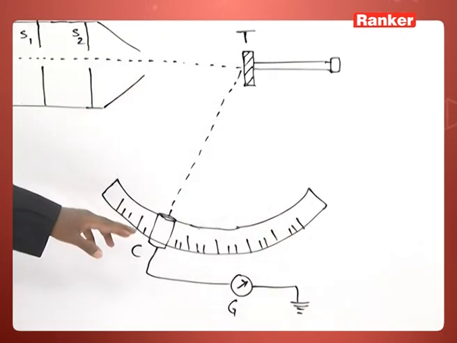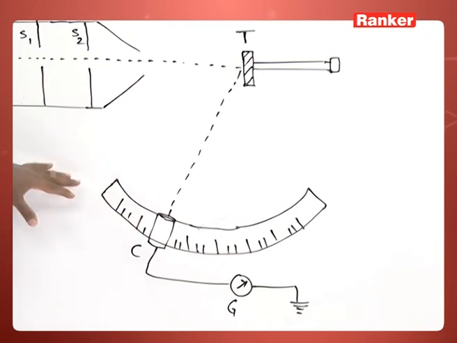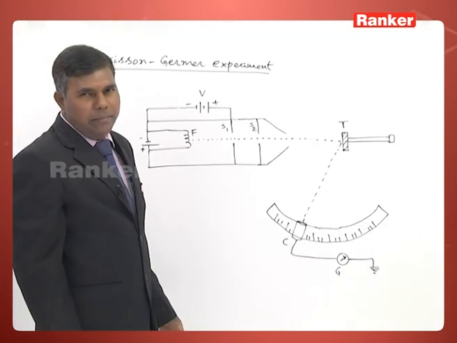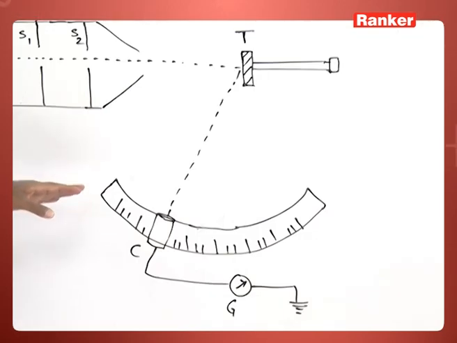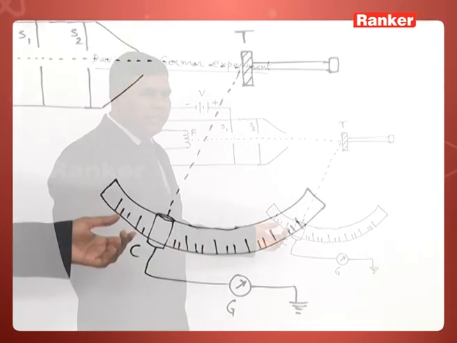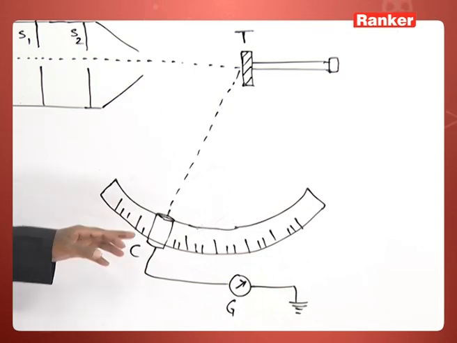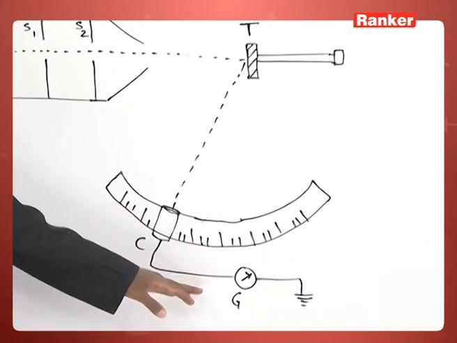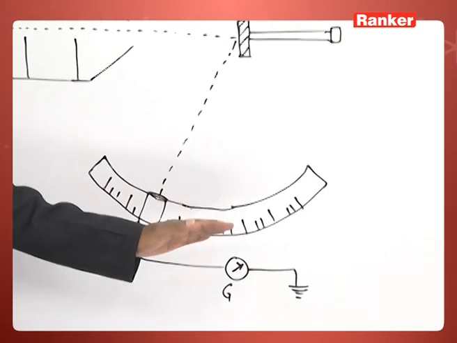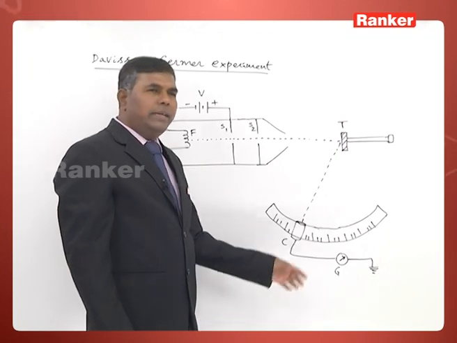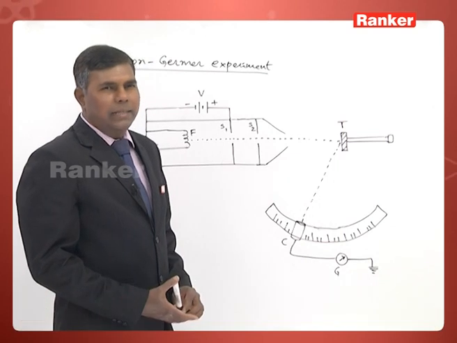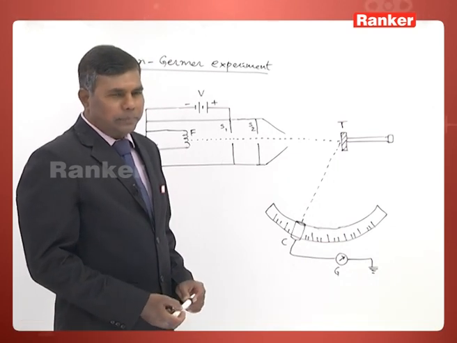Now, this cylinder is provided with an arrangement wherein it can move on a circular scale. The circular scale is divided into degrees and minutes, so that you can place it at any particular angle. This cylinder is connected to a galvanometer. As soon as it receives an electron beam, the galvanometer shows a deflection. The intensity of the electron beam can also be detected by knowing the reading in the galvanometer. That is the experimental arrangement.